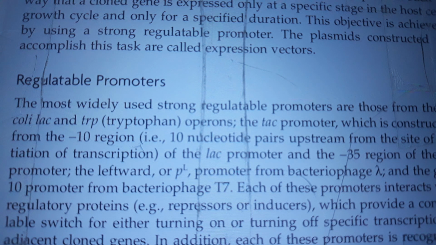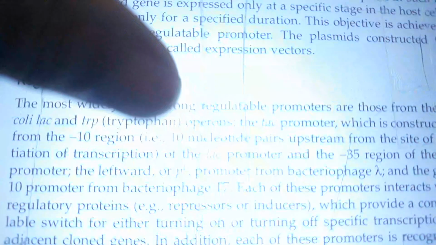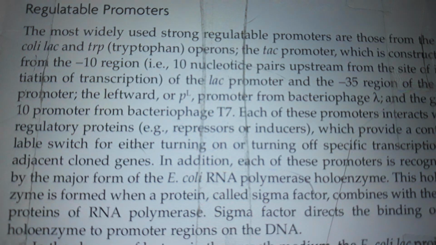The tac promoter, which is constructed from the -10 region, that is the 10 nucleotide pairs upstream from the site of initiation of transcription of the lac promoter, and the -35 region of the trp promoter. The others are the PL promoter from bacteriophage lambda and the gene 10 promoter from bacteriophage T7.